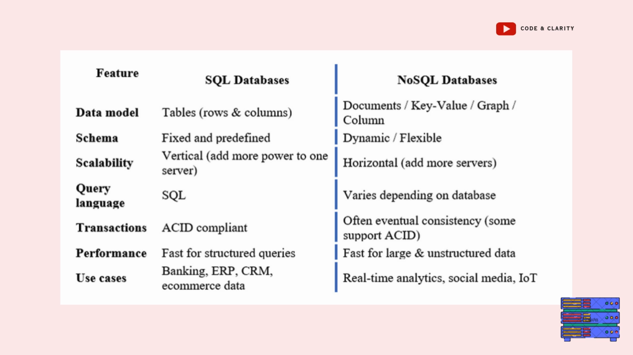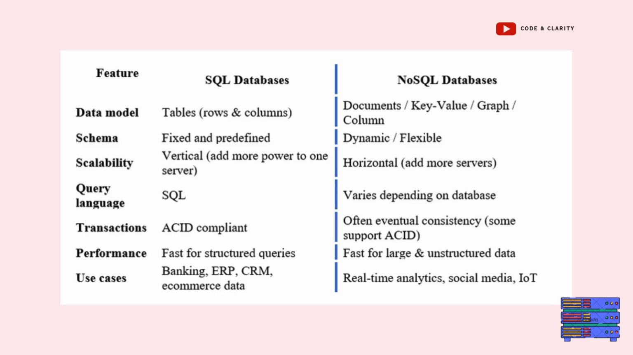Now let's switch to the differences. Now, what are the key differences? We will be discussing it on the basis of the features. So the first feature is data model. The SQL databases have a table data model like rows and columns. The NoSQL databases can be document, key value pairs, graph, column, etc. Now the SQL schema is fixed and predefined, whereas the NoSQL schema is dynamic or flexible. The scalability, the SQL scalability is vertical, that is, it adds much more power to one server, and the NoSQL scalability is horizontal, that is, it can add many more servers.